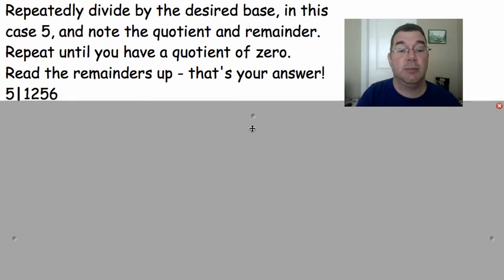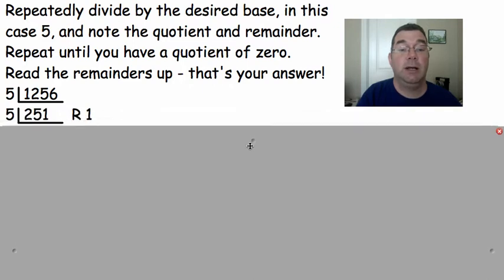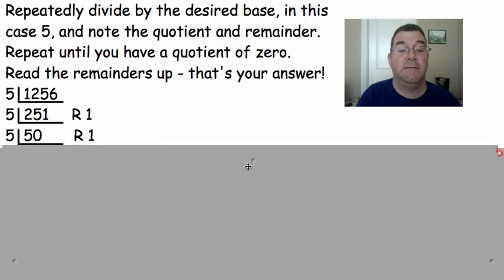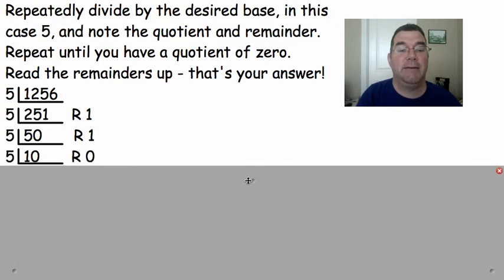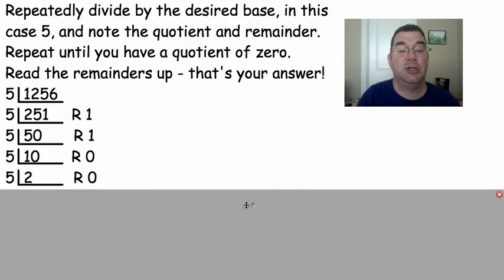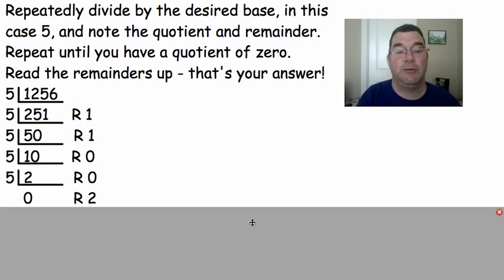So let's use a number like 1,256. And when we divide that by 5, we get 251 with a remainder of 1. And when I divide that by 5, I get 50 with another remainder of 1. When I divide that by 5, I get 10 with a remainder of 0. And when I divide that by 5, I get 2 with a remainder of 0. And when I divide that by 5, I get 0 with a remainder of 2.